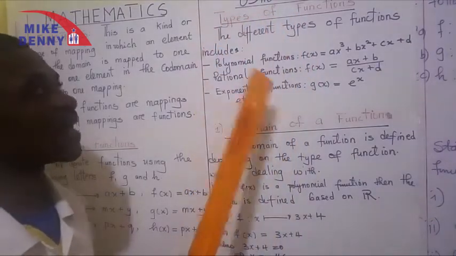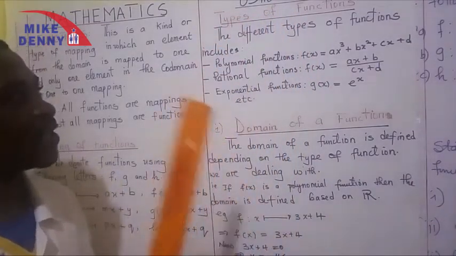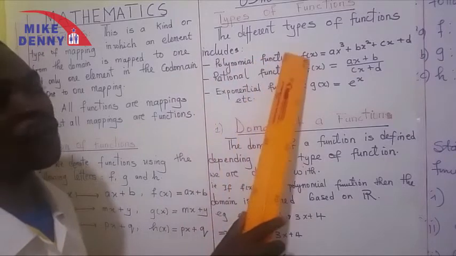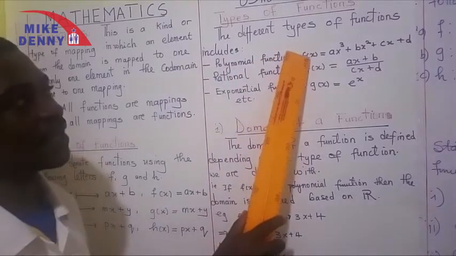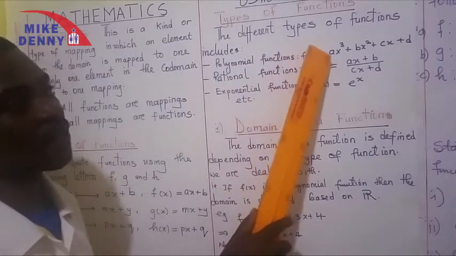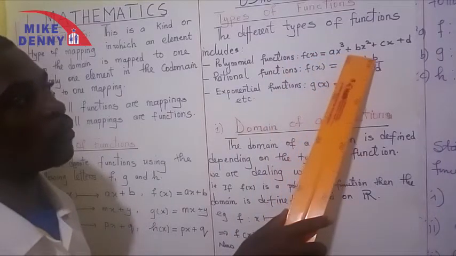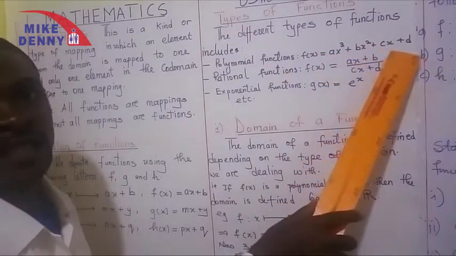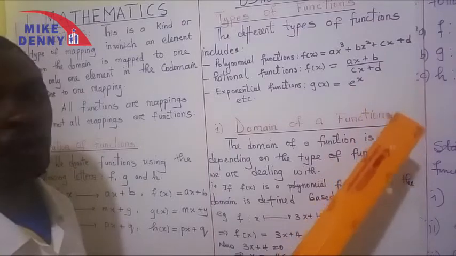So there are different types of functions. There are so many of them, but I've enumerated a few. The first one is a polynomial function. We know this one. We did it in polynomials, say ax³ + bx² + cx + d. It's an example of a polynomial function.